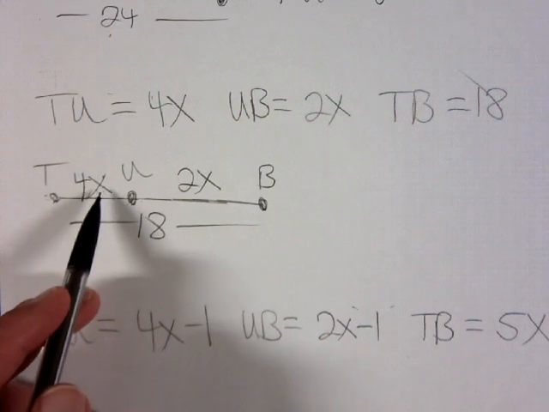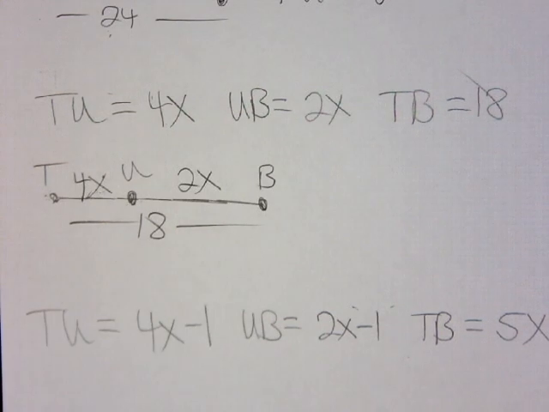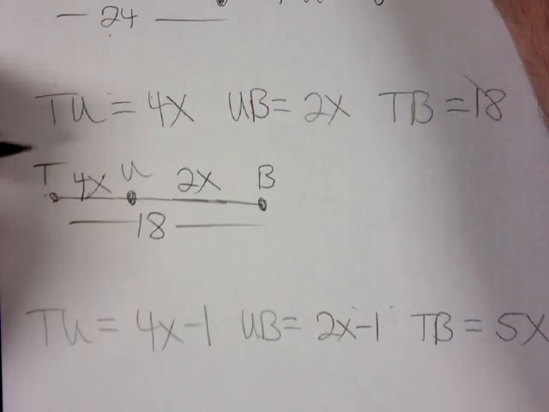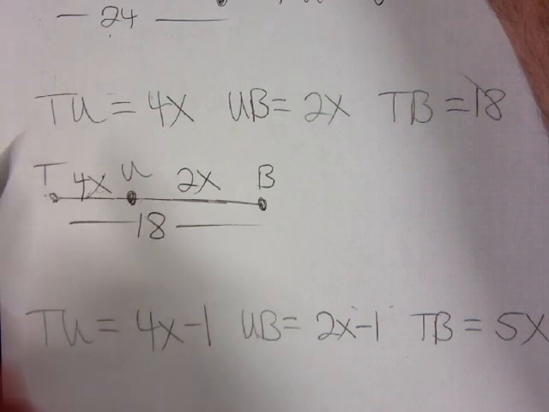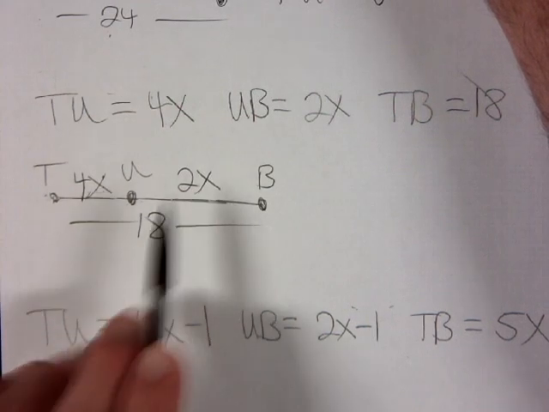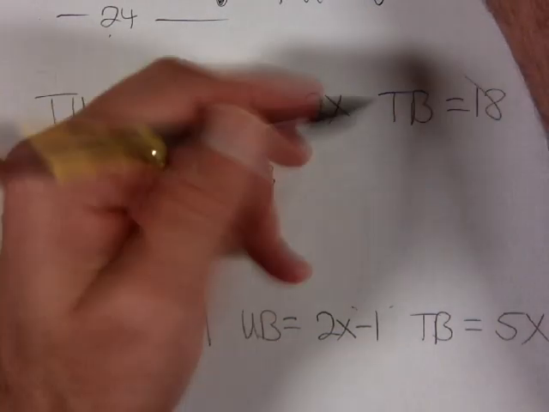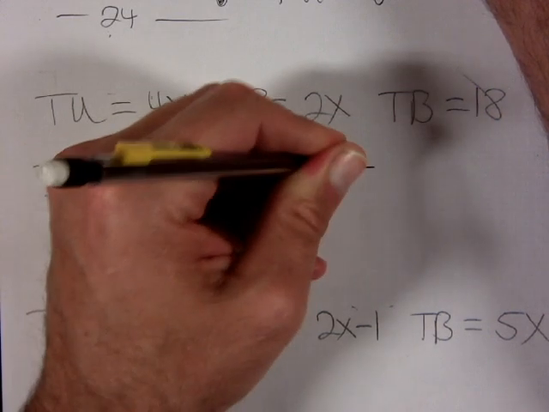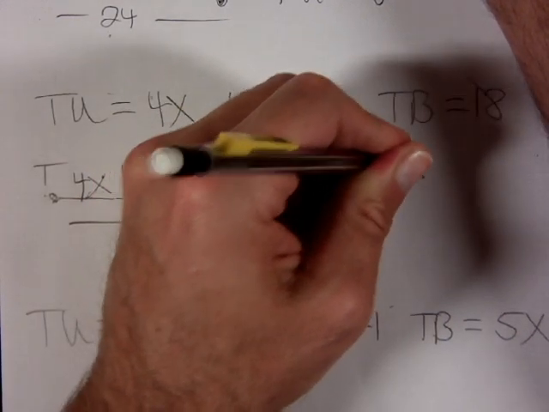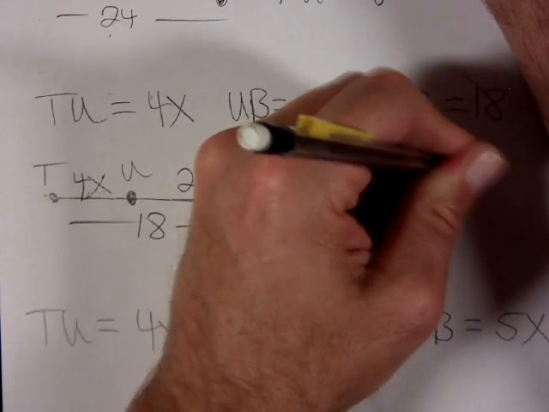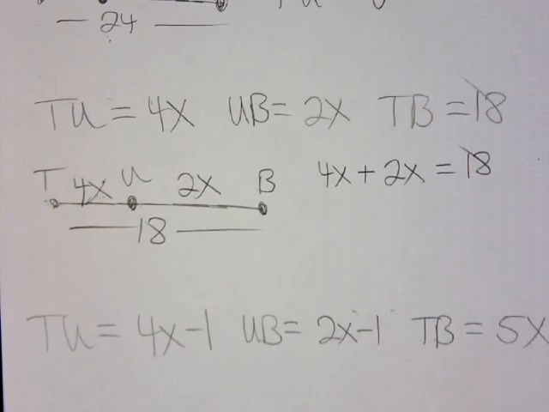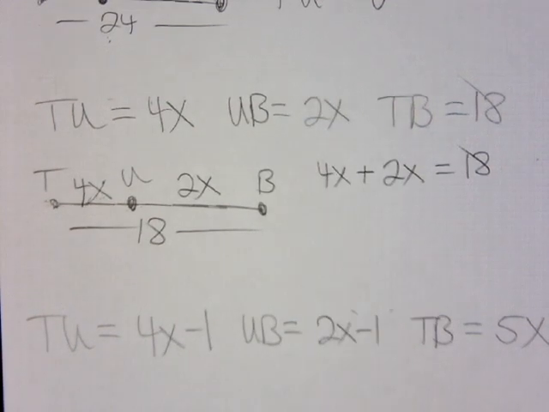So what can we do to find the value of x? Well, if you want to figure out what x equals, you can set up an equation. This is where the segment addition postulate comes in. Because remember, what does the segment addition postulate say? It says that this piece plus this piece equals the whole thing. Well, that sounds like an equation to me. Let's write it. This piece, 4x, plus this piece, 2x, equals the whole thing, 18. So now we've got an equation that we can solve for x, and we can take that value of x and plug it back into TU and get the answer.